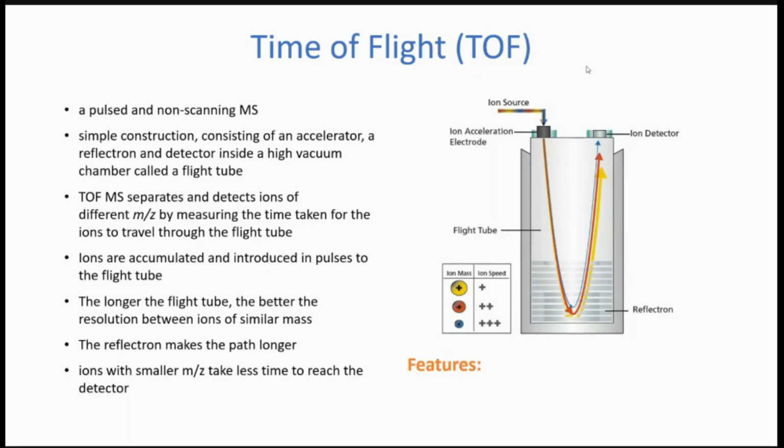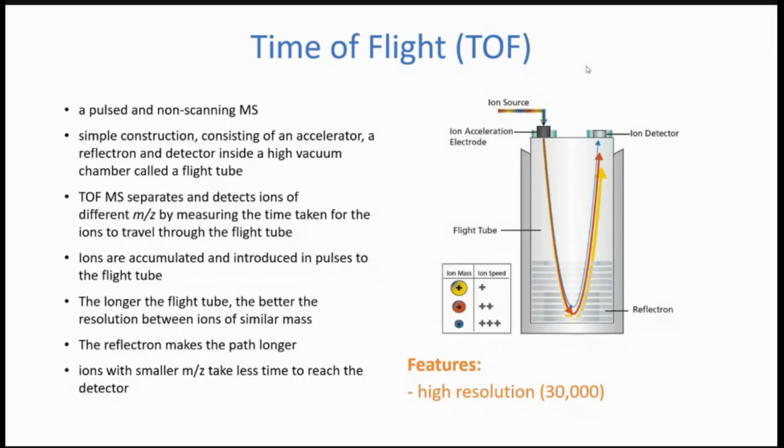Smaller ions tend to take less time to reach the detector, versus larger ions that take a little bit longer. So it's kind of similar to a magnetic sector that way, because the smaller ions get to the detector first. The feature here is that it's actually pretty high resolution. You can resolve molecules up to 30,000 parts per billion in difference.